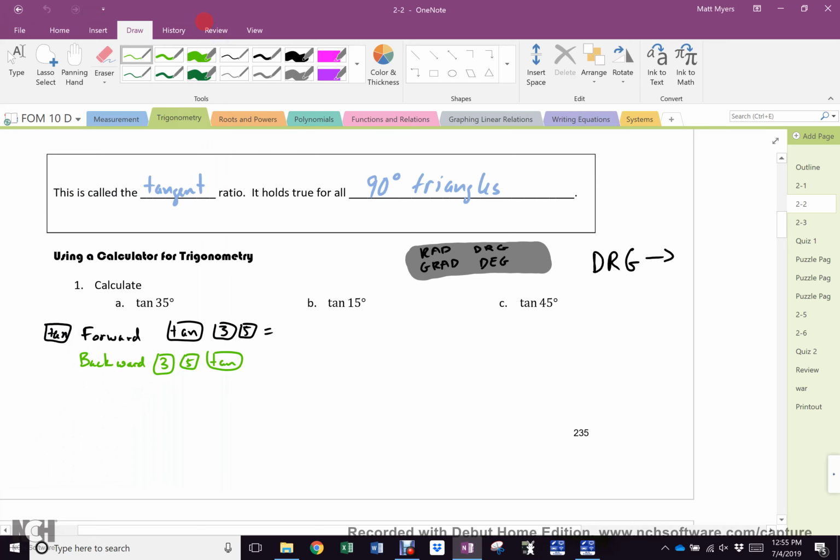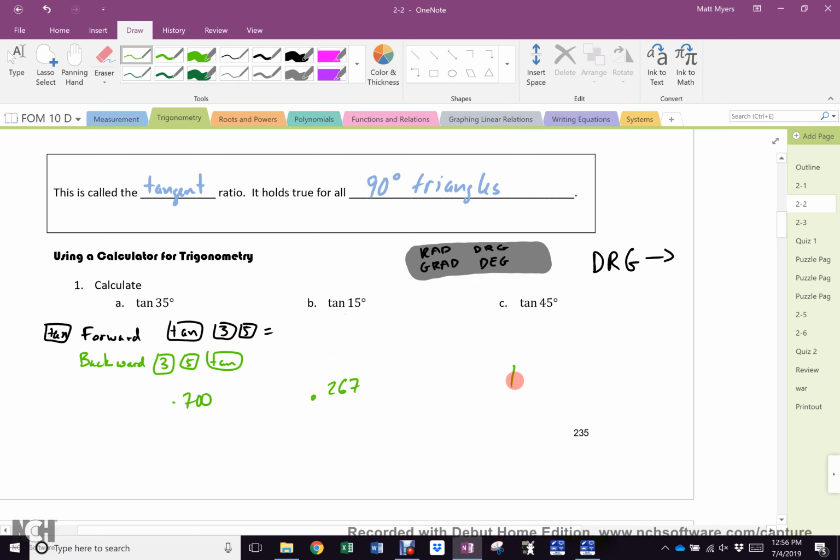All right. So now, does yours say 15 and 45? What does it say? What's your next one? What's the B? Is it not tan 15? Okay. So what are these two decimals? That was 0.700. What's this one? What's this? 0.267. What's this? 1. All right.